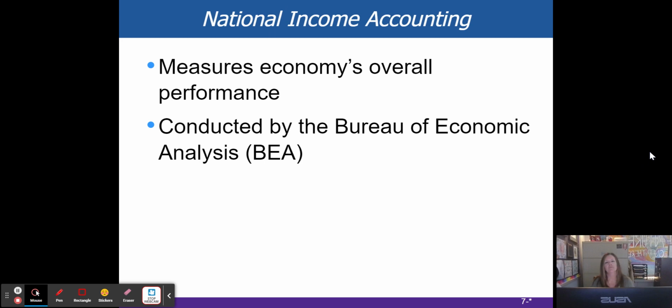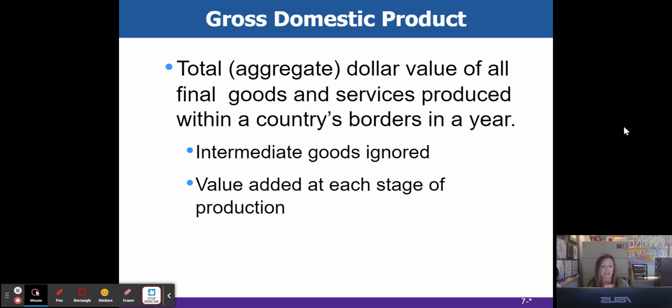First of all, when we talk about measuring domestic output, we have to talk about something called national income accounting. This is generally performed by the Bureau of Economic Analysis, and it measures the country's or the economy's overall performance. The Bureau of Economic Analysis is looking at things from month to month, quarter to quarter, and year to year. This is one branch of accounting that you might choose if you were choosing an accounting career. Again, it's looking at the economy as a whole. It's performed by the BEA, the Bureau of Economic Analysis.